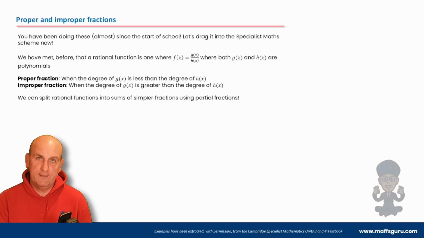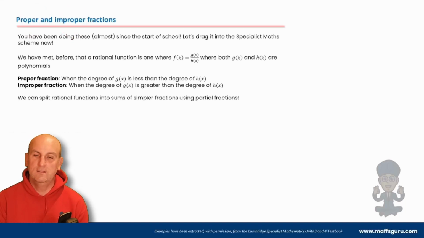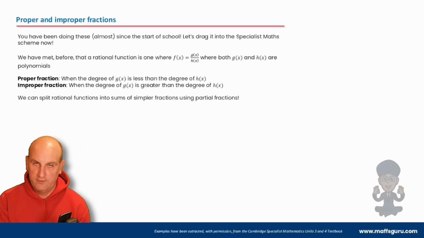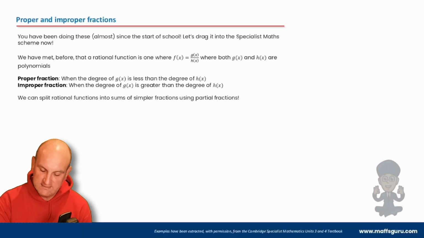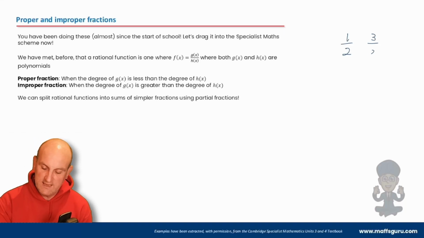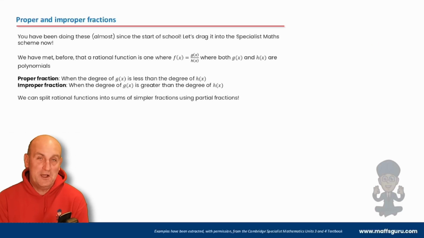Now, we're going to recap a little bit of year 7 maths, and probably even earlier, the idea of proper and improper fractions. A proper fraction is basically one where the numerator is smaller than the denominator. To go back to basics, that's like a half. Where the numerator is bigger, that's an improper fraction. Wouldn't it be lovely if we dealt with things like a half and 3 on 2? But we don't in special maths for some reason.